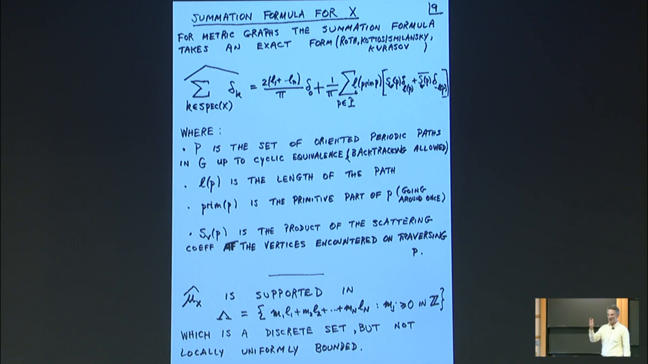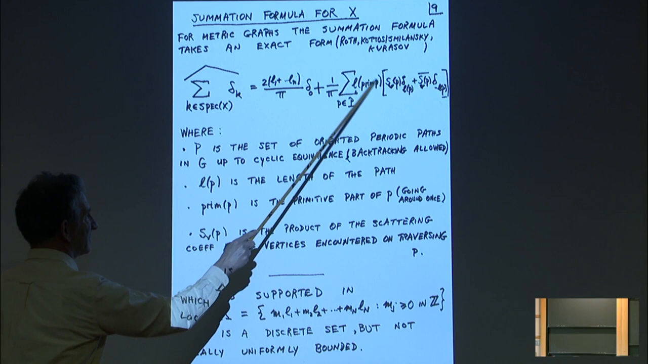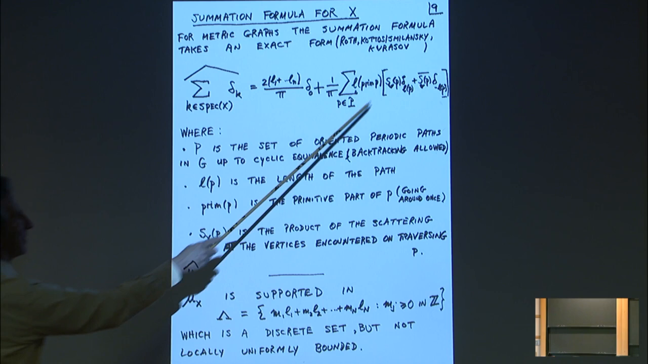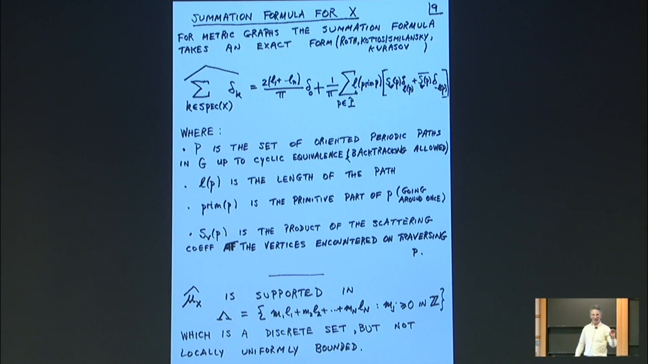There's a term here that is very familiar from the trace formula. It's the primitive length. And then there's something new here, a phase, which is when I go around the periodic orbit, each vertex I hit, I multiply, remember there was that matrix S, scattering matrix, multiply the scattering coefficients around the periodic orbits. They're not of one sign, they change signs. You saw that there were two definitions, it was either zero, positive or negative.